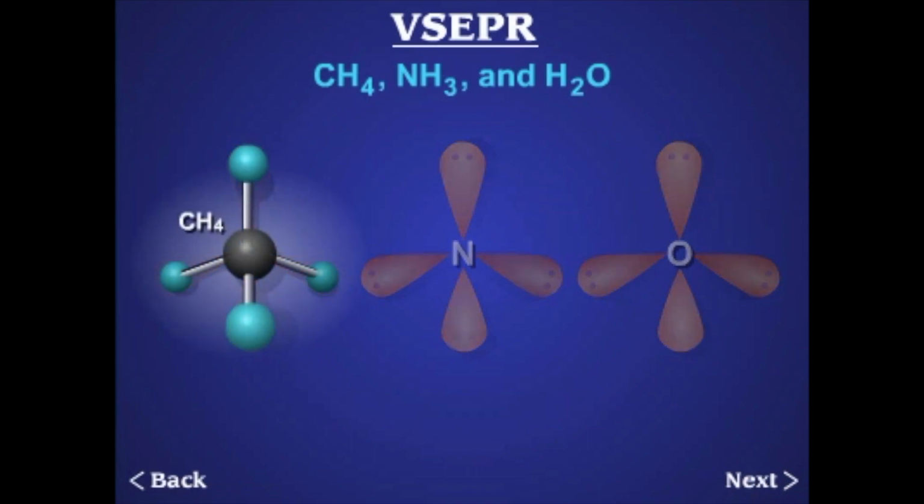The molecular geometry is the arrangement of the central atom and the atoms bonded directly to it. In CH4, all 4 electron pairs around carbon are bonding pairs. The molecular geometry is tetrahedral with bond angles of 109.5 degrees.